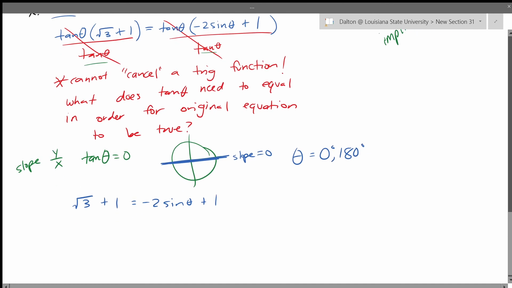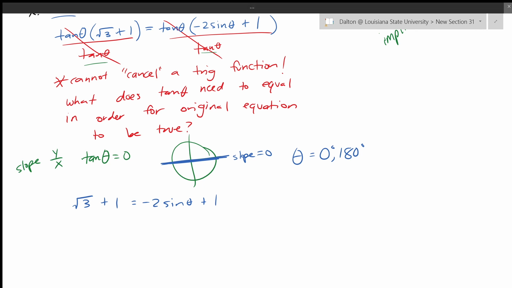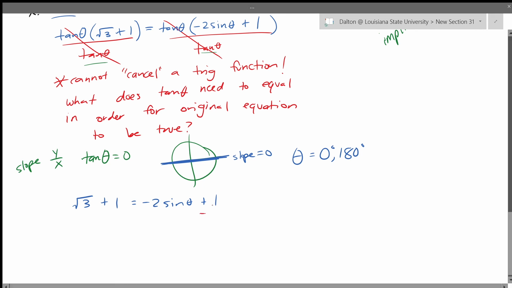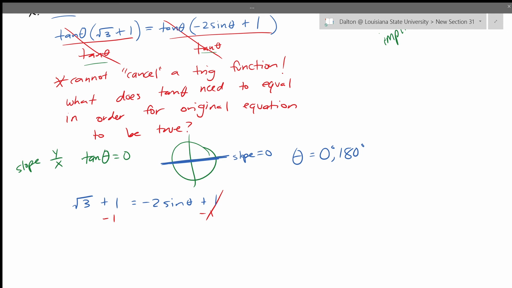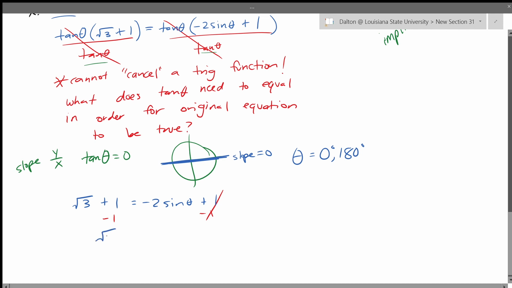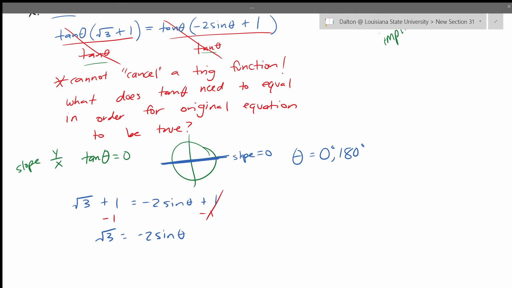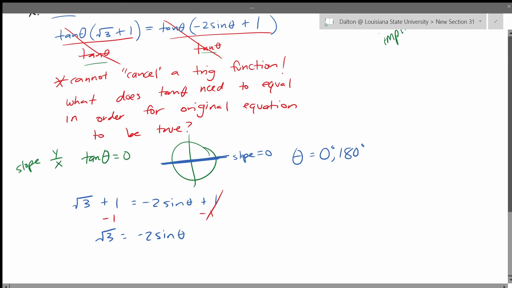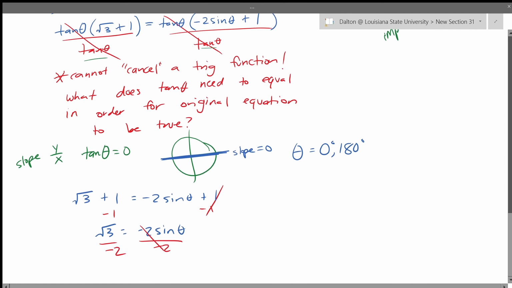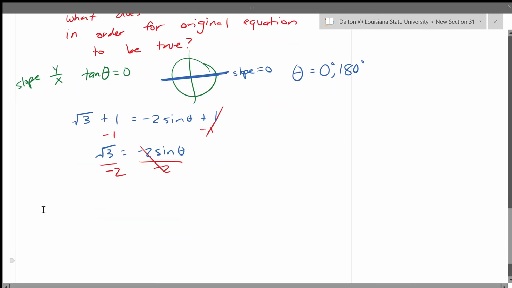So now if I'm trying to get sine alone, I'm going to continue with some algebra. Subtract 1 from both sides. That leaves me with the square root of 3 equals negative 2 sine theta. Since it's being multiplied by negative 2, I'm going to go ahead and divide both sides by negative 2. And I get sine theta equals negative square root of 3 over 2.